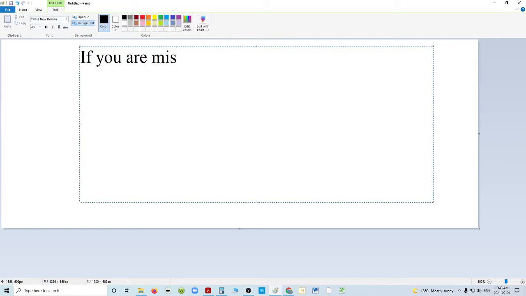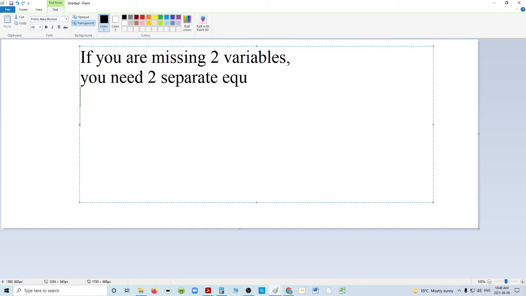So a big hint that I always want to remind students is this. If you are missing two variables, you need two separate equations. Three variables, three separate equations. And so the more values of x, y that you have from a graph, the more you're able to solve these things. Four variables, of course, four separate equations.